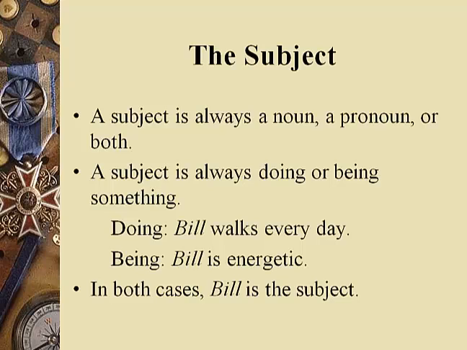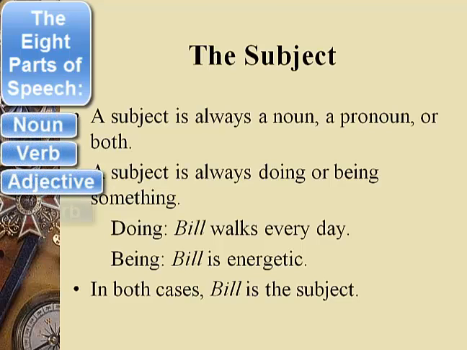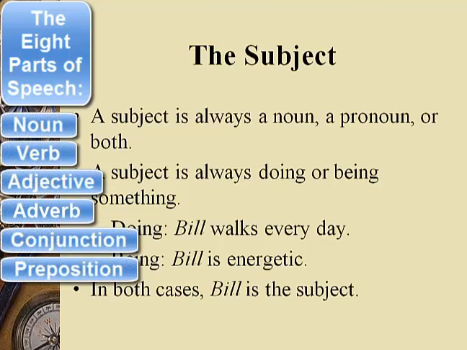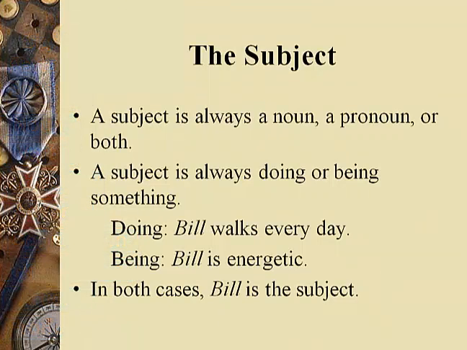The first thing I would suggest is that finding the subject of any given sentence is probably the most important thing a writer should be able to do in order to maintain control over his or her writing. We know the 8 major parts of speech as being noun, verb, adjective, adverb, conjunction, preposition, article, and pronoun. But a subject is always either a noun or a pronoun, or it could be both.